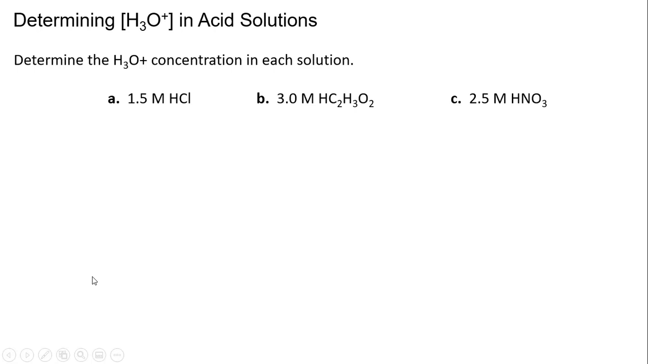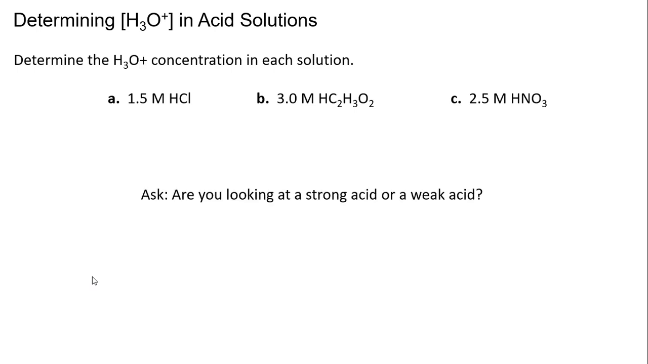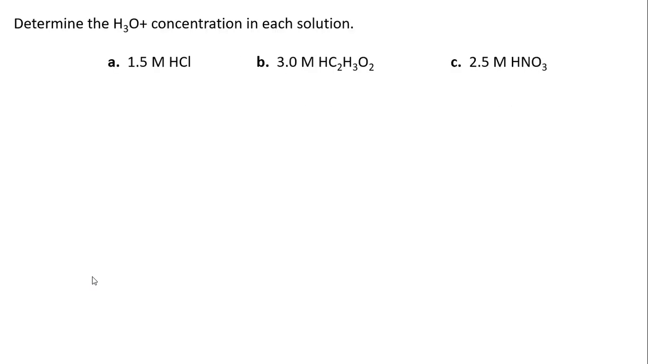Okay, so let's determine the concentration of some acidic solutions. This is not a difficult thing. You're probably thinking, well, how do I do this? There's no calculations. You don't have to know calculations to know this. This is knowing the 6 acids, and if it's not one of those 6 acids, it's a weak acid. Okay, so first thing you should ask, are you looking at a strong acid or a weak acid? And I'm just going to show you the answers because it's easier for me to explain.